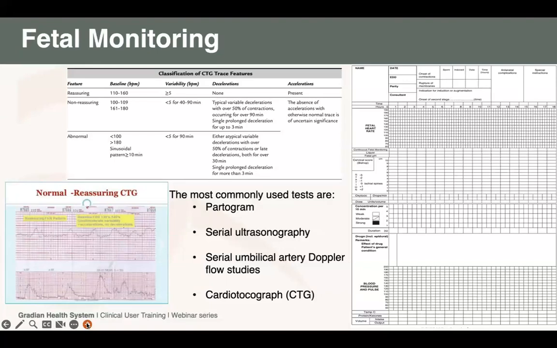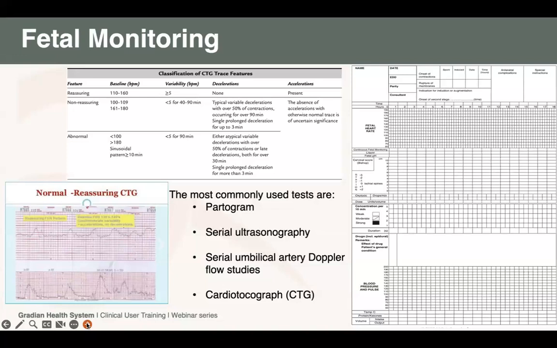So the cardiotocograph is a way of monitoring the fetus, usually after the age of viability in the uterus. It basically measures the fetal heart rate in relation to uterine contractions. If we look at the upper table, where it's trying to classify CTG trace features, when the fetal heart rate is between 110 to 160, with variability of more than or equal to 5 per minute, we assume that it's reassuring.